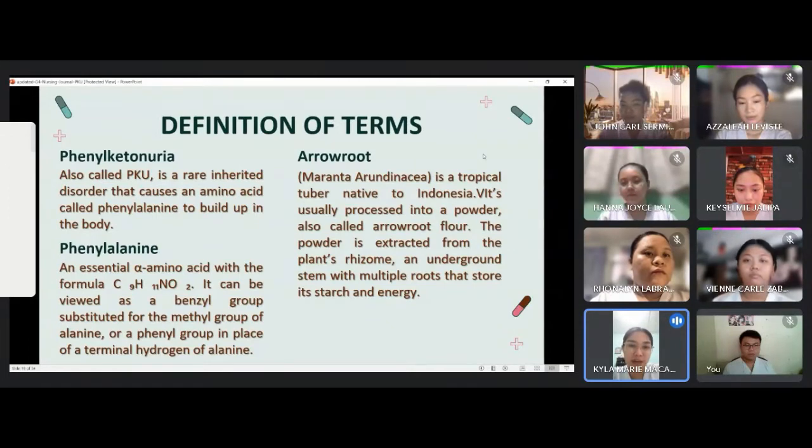Next we have the arrowroot, or Maranta arundinacea. It's a tropical tuber native to Indonesia. It's usually processed into a powder, also called arrowroot flour. The powder is extracted from the plant's rhizome, an underground stem with multiple roots that store its starch and energy.